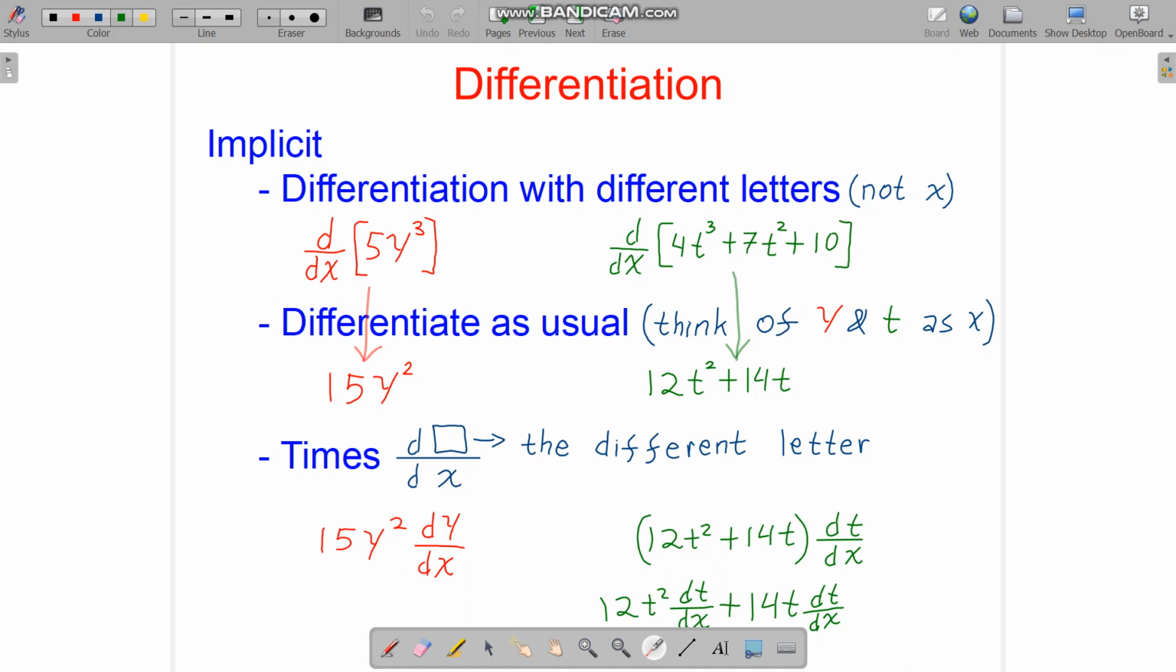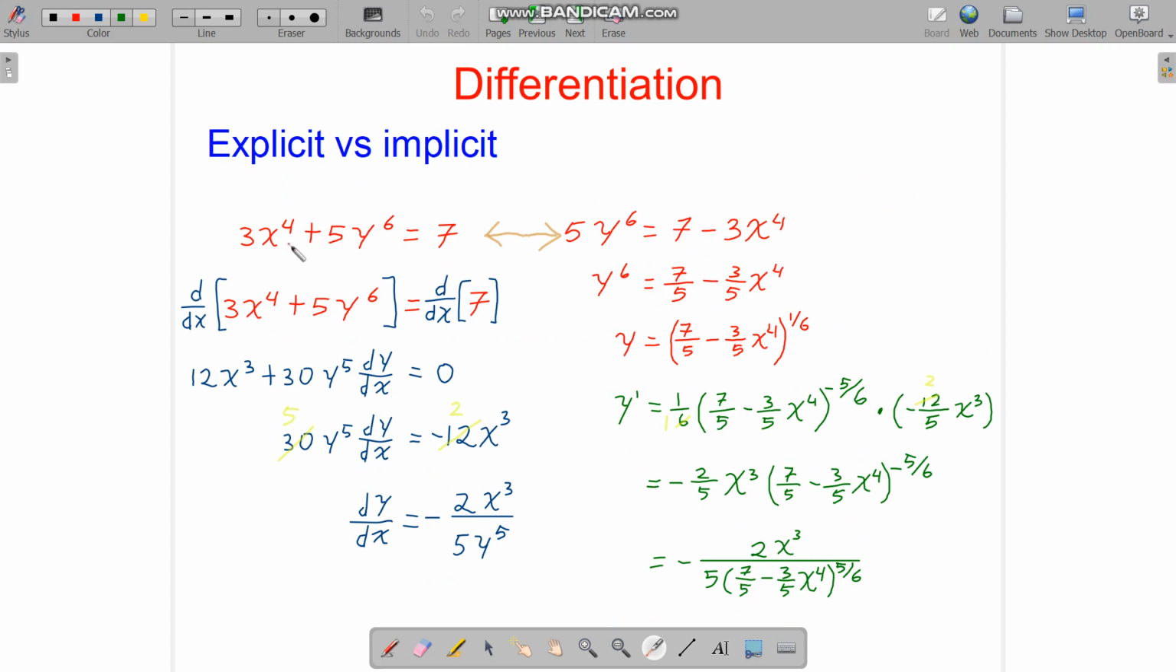The box here means the different letter we are using, so in this case we are using y, so 15y squared dy/dx. So the derivative of 5y cubed with respect to x is 15y squared dy/dx, and the derivative of 4t cubed plus 7t squared plus 10 with respect to x is (12t squared plus 14t) times dt/dx. We have to use parentheses here. Yeah, if you want to expand, you can do this: 12t squared dt/dx plus 14t dt/dx.